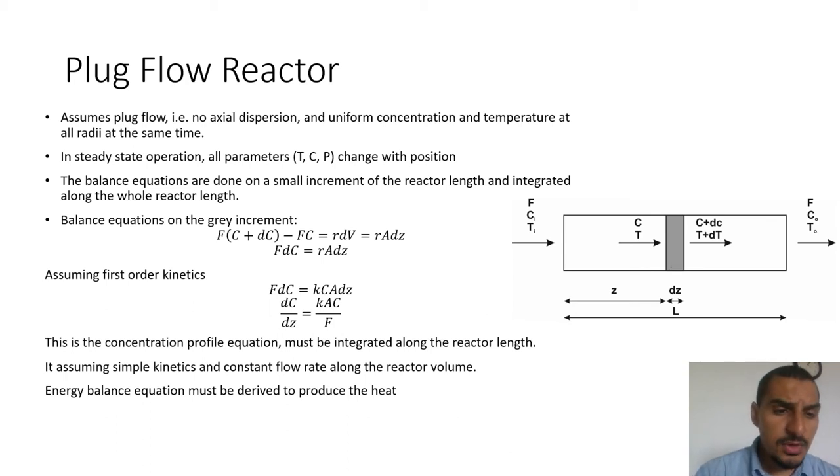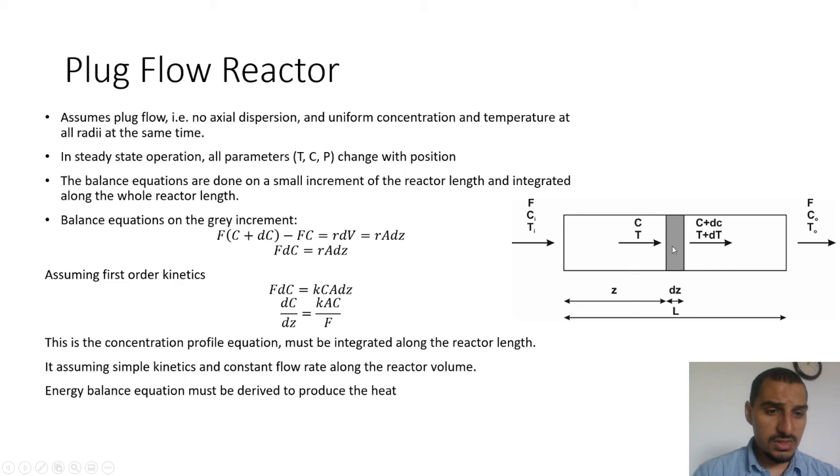So we take this part as the control volume that we do our balance equations on. I assume that C and T are the inlet conditions of the concentration and temperature, and there is a differential change in the concentration, which is dC, and a differential change in temperature, which is dT. Of course, this is a very thin part. It's not as wide as I show it here, but this is a very thin increment of the reactor.